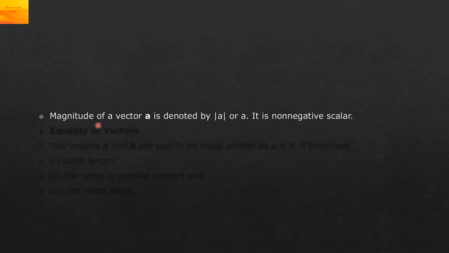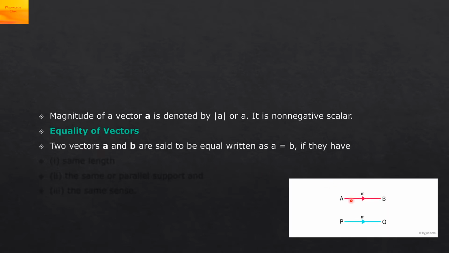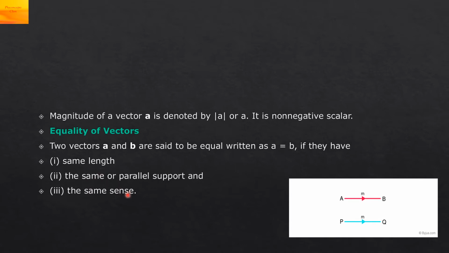A magnitude of a vector A is denoted by mod A or just A. It is a non-negative scalar. Equality of vectors. Two vectors are shown here. The two vectors are said to be equal and written as A is equal to B if they have the same length, the same or parallel support, and the same sense.